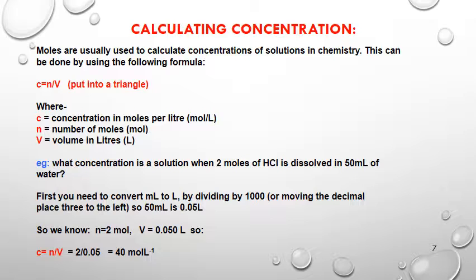We have number of moles equals 2 moles. The volume is 0.05 litres. So concentration equals number of moles divided by volume, to give 2 divided by 0.05, to give the final concentration of 40 moles per litre.